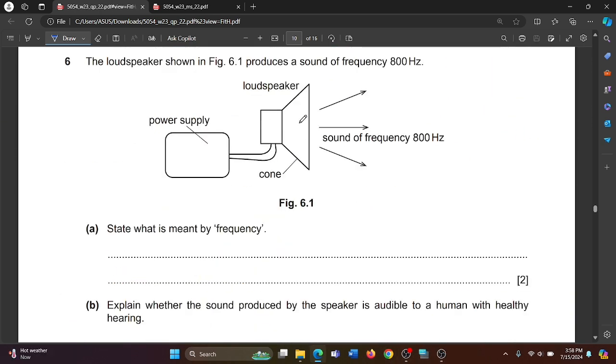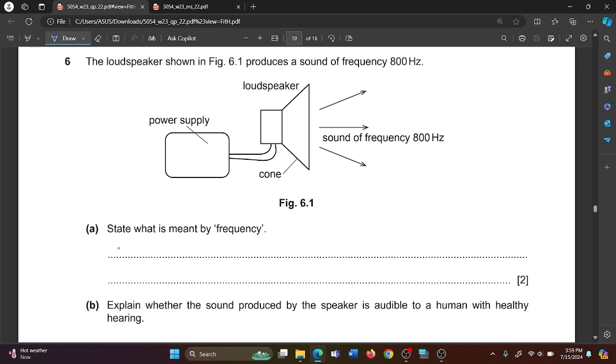Question 6 says that the loudspeaker shown in figure 6.1 produces a sound of frequency 800 Hz. Hz is the unit of frequency. The figure shows a power supply, a loudspeaker, the cone of the loudspeaker, and the sound waves going out to the right. Okay. So in part A, the question is: state what is meant by frequency. Frequency is the number of wavelengths passing a point per unit time. That's the basic definition of frequency, nothing to understand. It's just the basic definition.